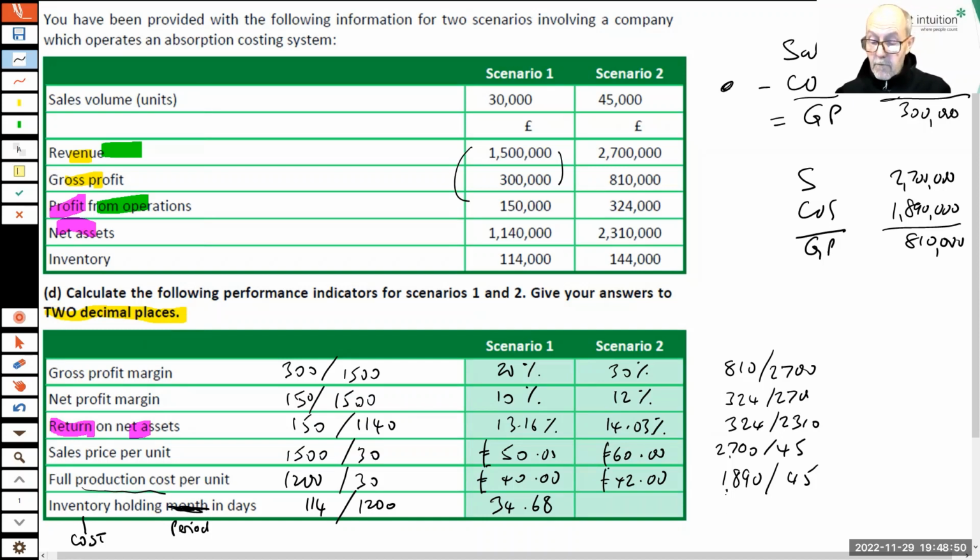So now we have 144 over, we said, 1890. In that case, 27.81 days. Generally speaking, for inventory holding period, the shorter the better, because inventory has to be paid for. If it's sitting in the warehouse, it's not earning.